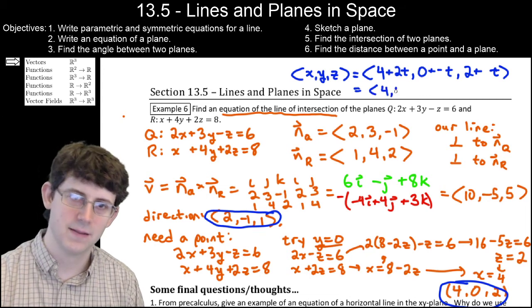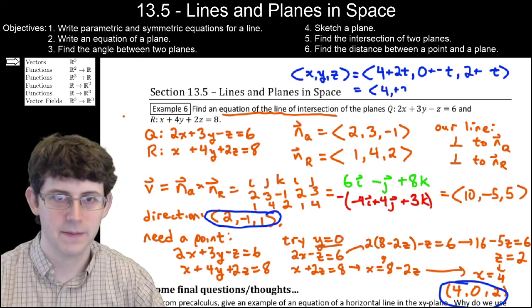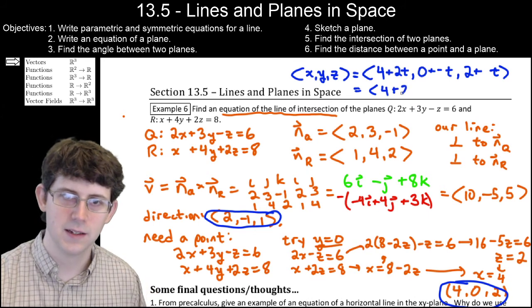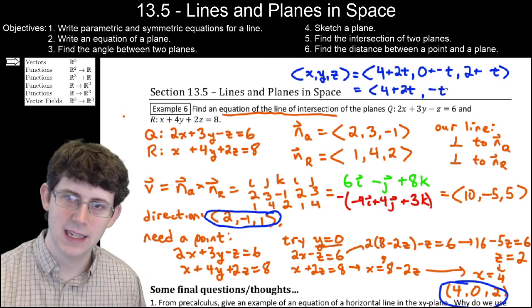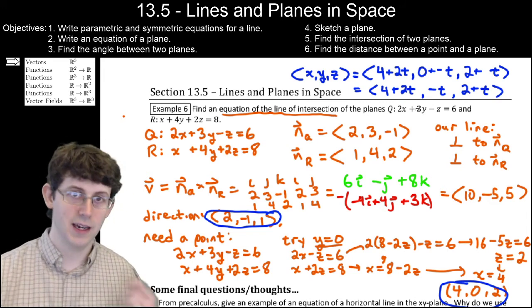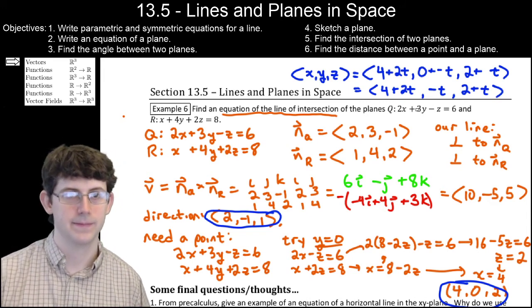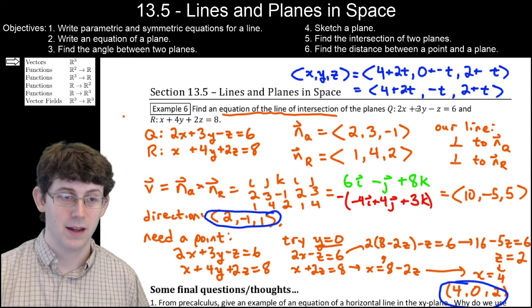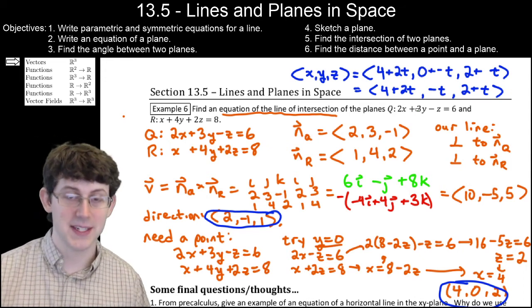So my final vector form of my line is 4 plus 2t, minus t, 2 plus t. For any value of t, you'll get a point on the line. That's a neat problem. What are the techniques that you have to take away from that problem?